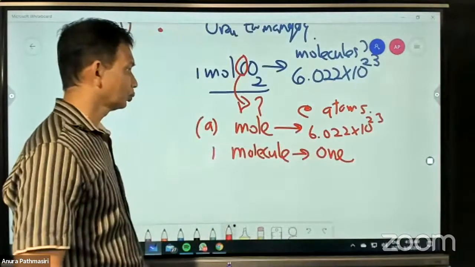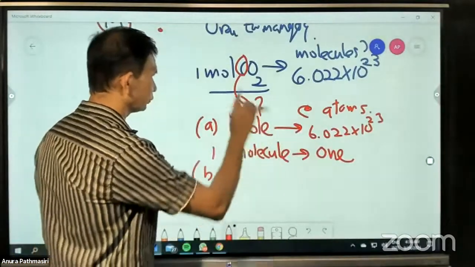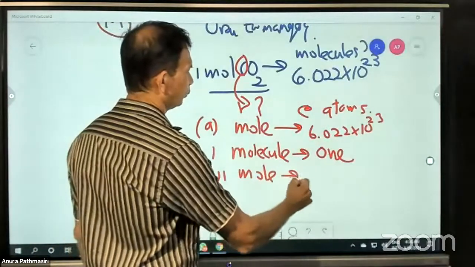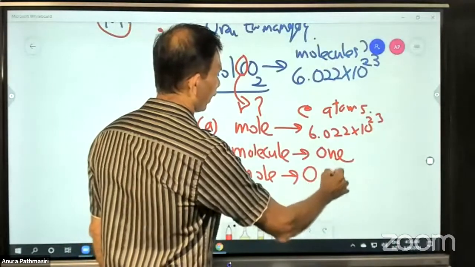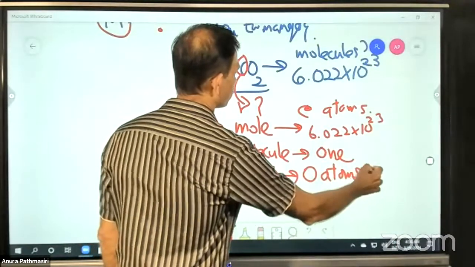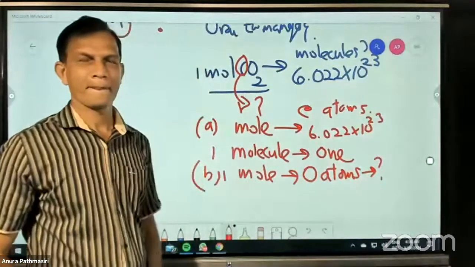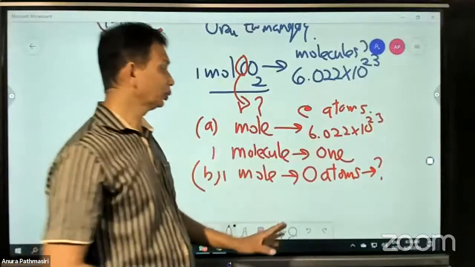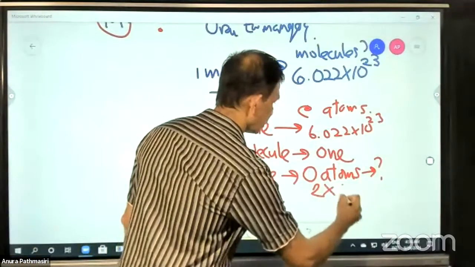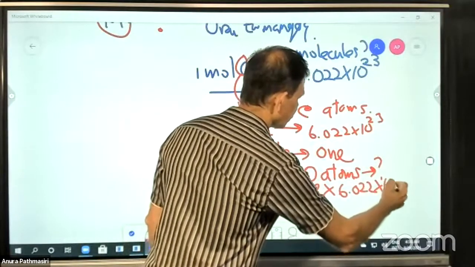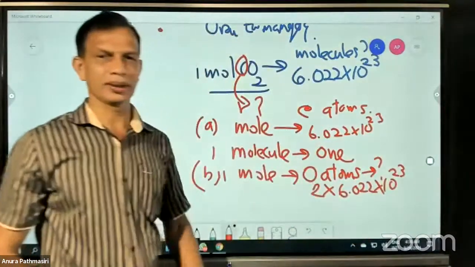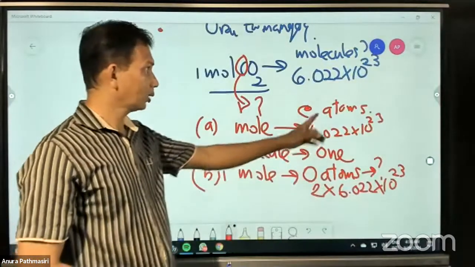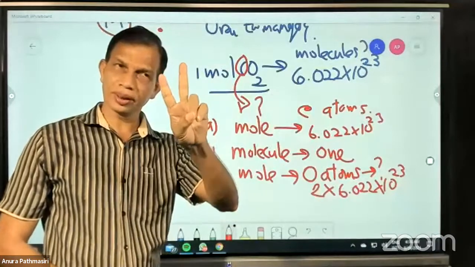My next question: if you consider 1 mole of carbon dioxide, how many oxygen atoms are there? 2 times 6.022 times 10 to the power 23. Yes, very good. 2 times, because there you have O2, 2 oxygen atoms.